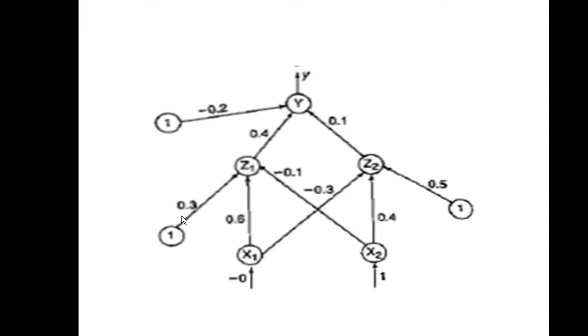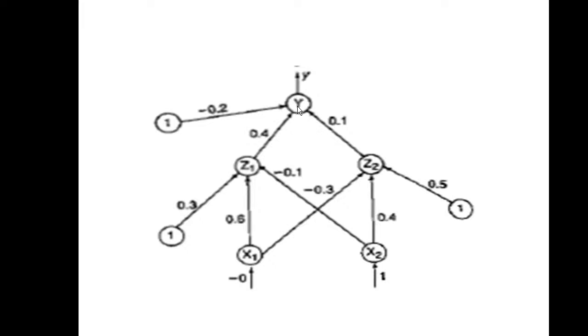From 1 to z1, this is a bias. We know that in a backpropagation network there will be bias. So one bias is there on z1, connected by 0.3 weight, and one bias is there on z2, connected by 0.5 weight. So these two biases are there on z1 and z2.